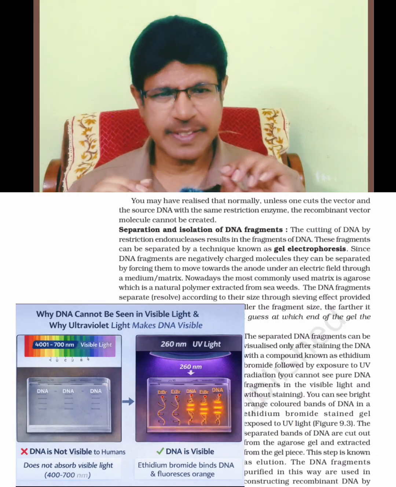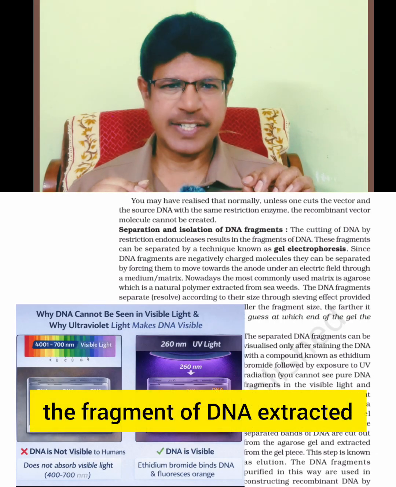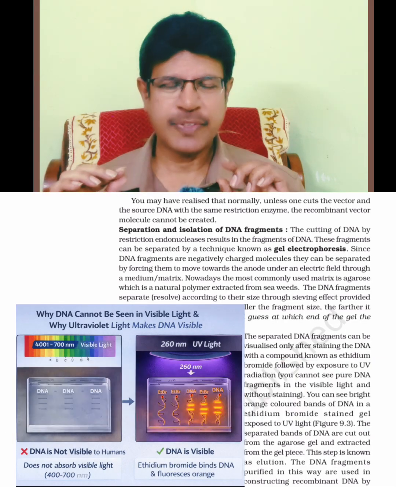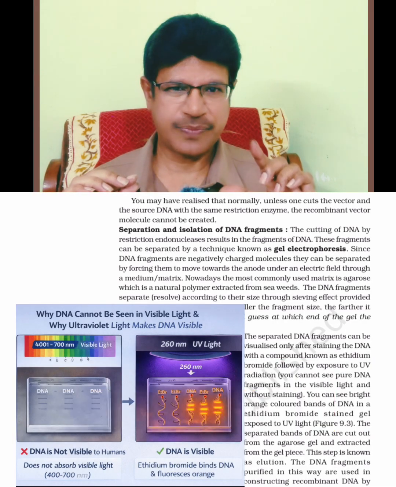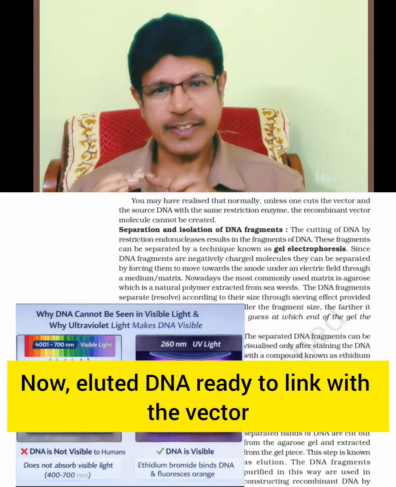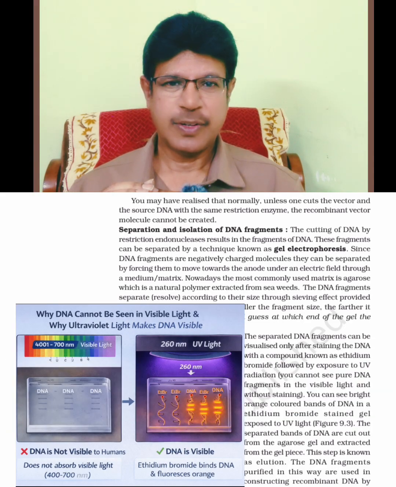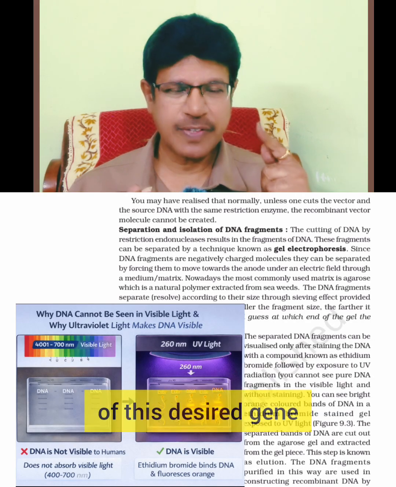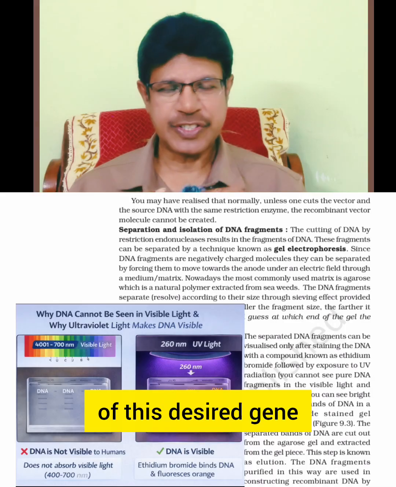From each piece, the fragment of DNA is extracted. So we are separating the fragment of DNA from other molecules. What do you call it? It is elution. Now the eluted DNA is ready to link with the vector to carry it to the host cell for multiplication of this desired gene.